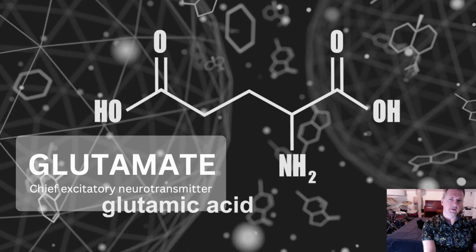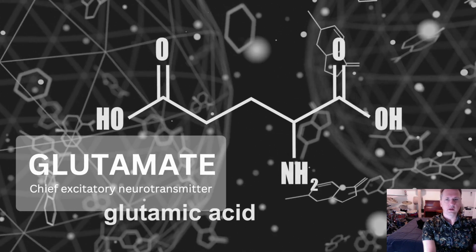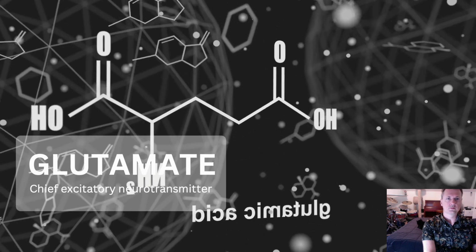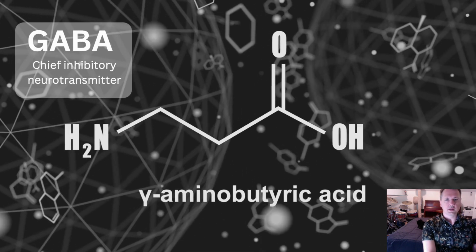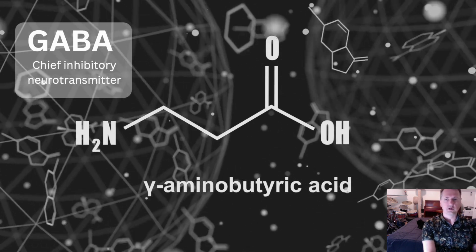Glutamate is the chief excitatory neurotransmitter of the cortex. GABA is the chief inhibitory neurotransmitter of the cortex.